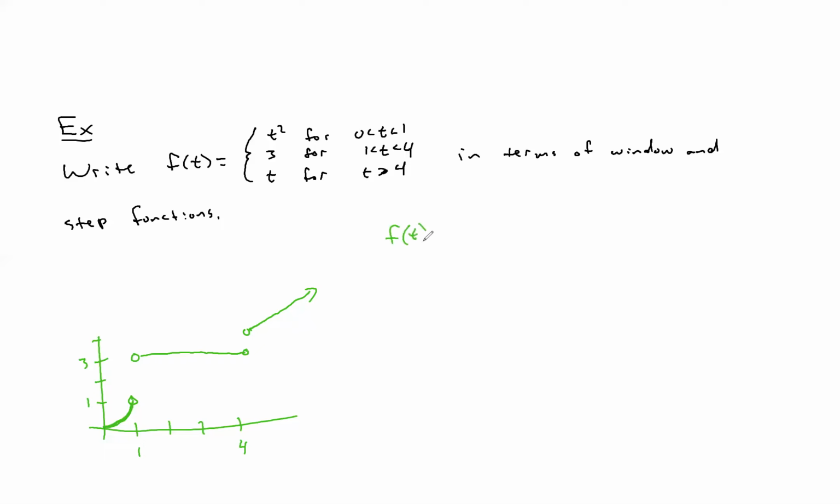So f of t, what we should have here is 3 different pieces. First, I'm going to have my window from 0 to 1. And on that window, I've got this t squared function showing up. So I've got t squared times that window function between 0 and 1.